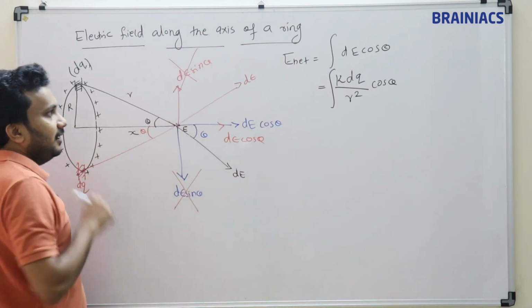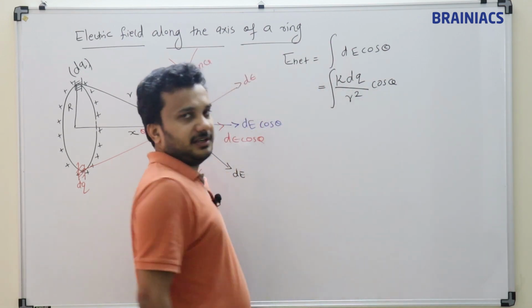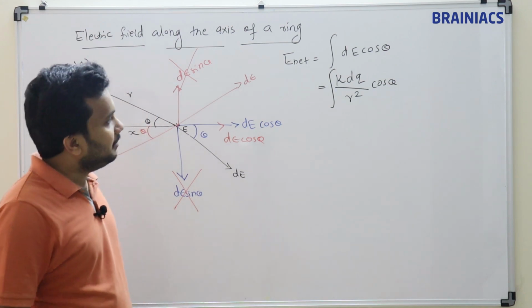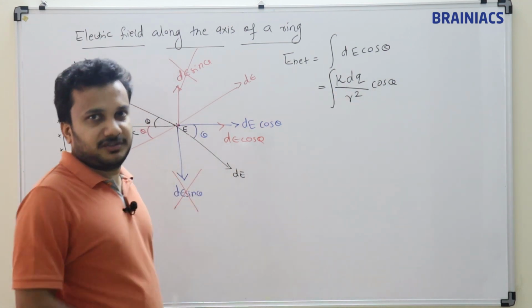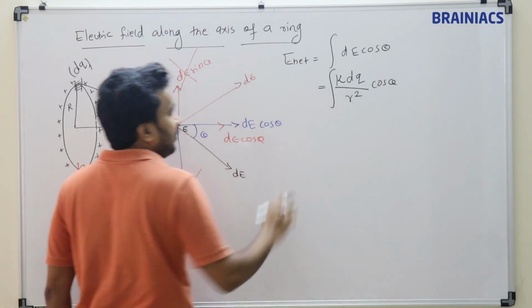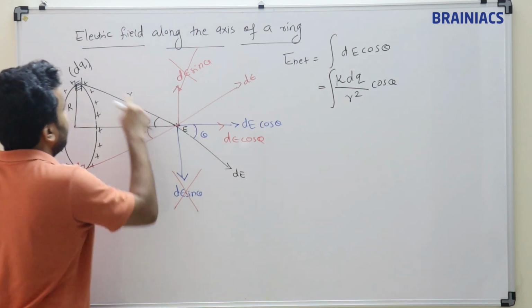Next, we need to take out of the integration the constant things. What are the constant things here? K, dQ, r squared, cos theta. K is a constant, that you know. K is 1 by 4 pi epsilon 0. Is r constant or not? r is constant. r is the distance from here to here.